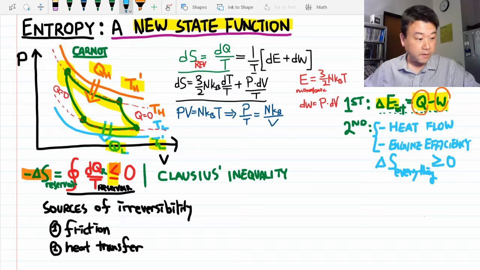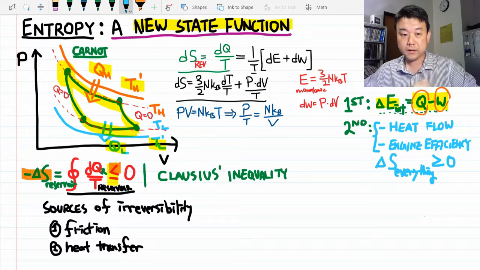Okay, so that's everything I have to say about entropy for now. I have one more description of entropy I'd like to give, and one more statement of the second law of thermodynamics that's not in your book.